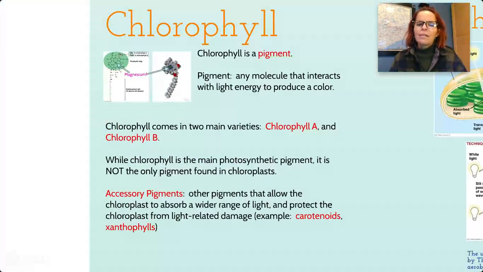While chlorophyll is the main photosynthetic pigment, and that's why plants look green usually, it is not the only pigment found in chloroplasts. There are other pigments that are called accessory pigments. We'll mention a couple of them here, the carotenoids and the xanthophylls, but there's even others. They absorb different parts of the electromagnetic spectrum. So the chloroplast is trying to absorb as many possible wavelengths of light as possible. Chlorophyll absorbs really well in the red and the blue range, but doesn't do very well in the green range. So there's others there to help absorb as much of that sunlight as possible.